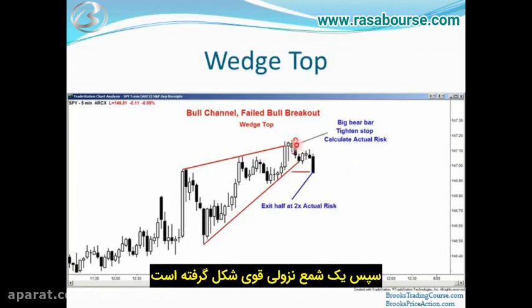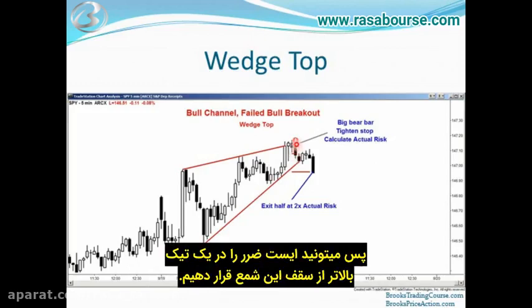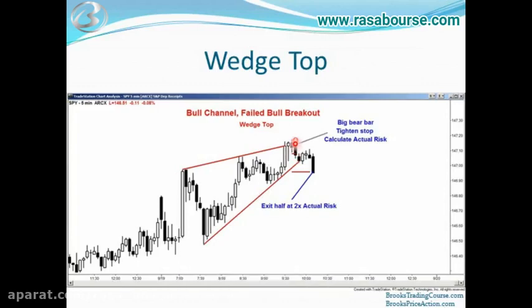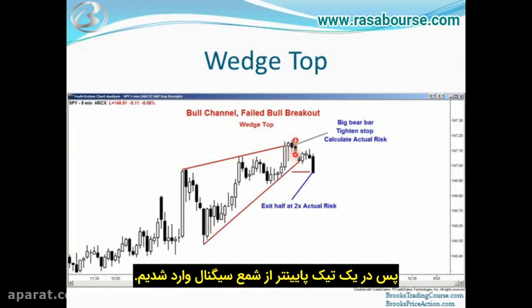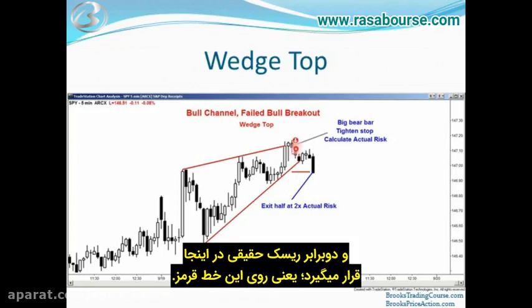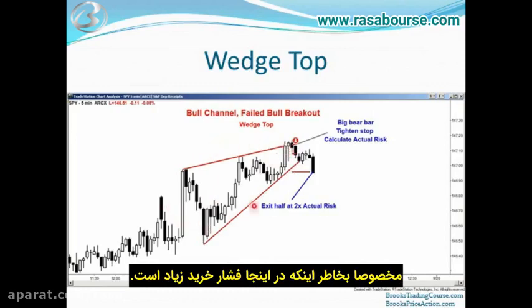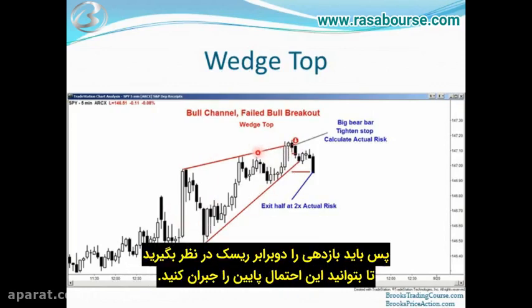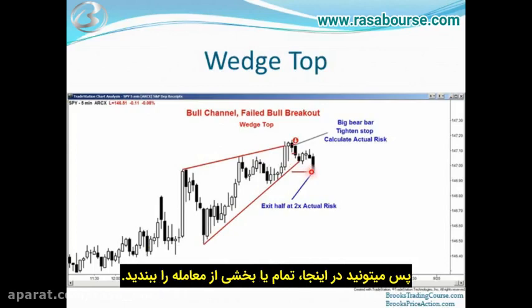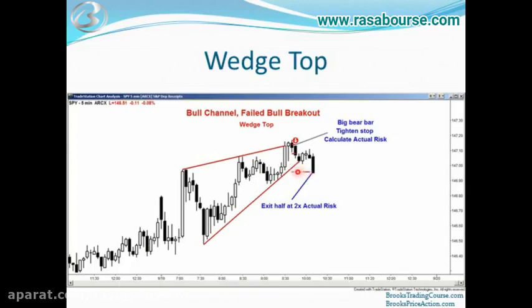After you have a strong bear bar like this, opening on its high tick, closing near its low, you can tighten the stop to one tick above its high and calculate the actual risk. So your entry price is here, one tick below the signal bar, and your actual risk at this moment is one tick above the entry bar, and 2 times the risk is down to this red line. Since you're shorting in a bull trend, the probability is not all that high, especially with all of this buying pressure. You need to go for a reward that is twice your risk to compensate for the relatively low probability. So you might exit all or half with a limit order at 2 times your actual risk.